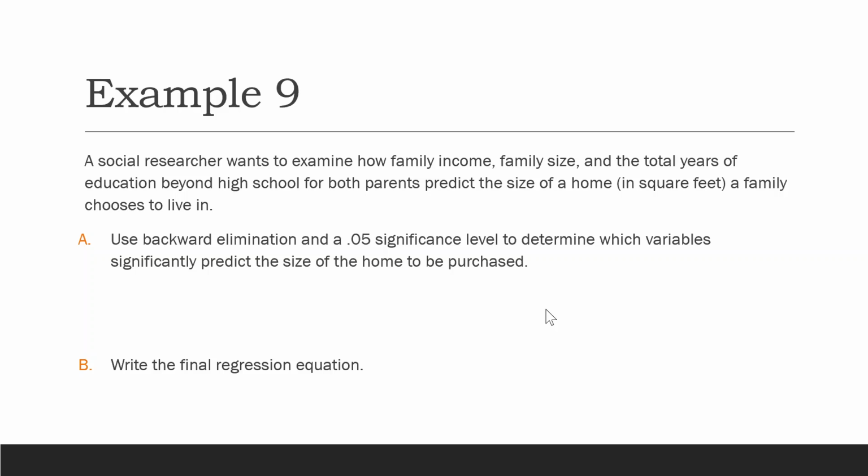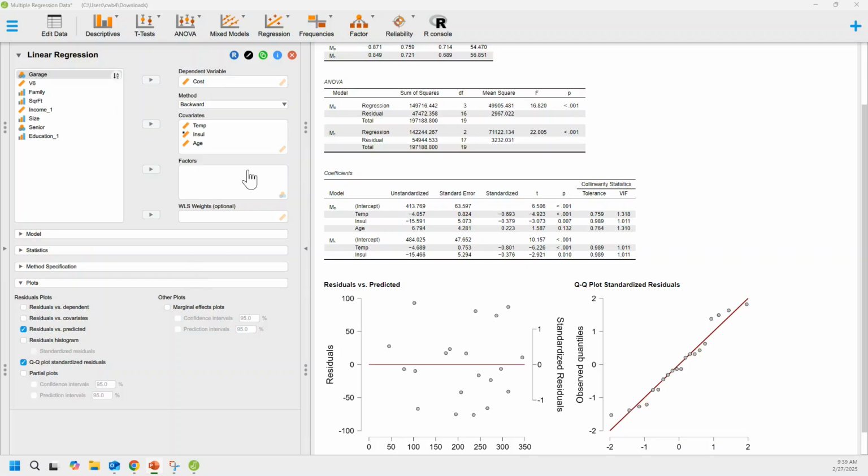an exam. It says a social researcher wants to examine how family income, family size, and the total years of education beyond high school for both parents predict the size of a home, which is measured in square footage. And so we're going to use backward elimination and a 0.05 significance level to determine which variables significantly predict the size of the home to be purchased. All right, size of the home is our outcome variable.